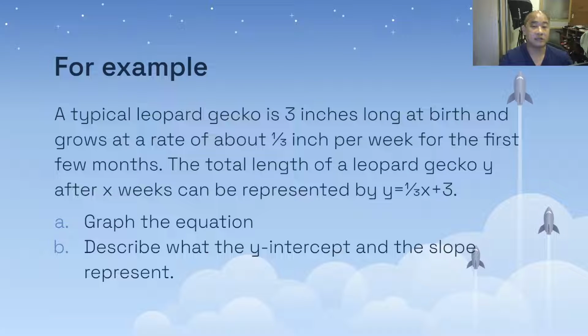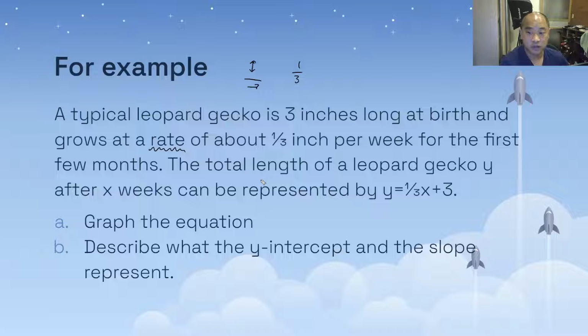All right. Let's take a look at an example of this. A typical leopard gecko is 3 inches long at birth and grows at a rate of about 1/3 inch per week. This word rate is a clue that this is the slope, because slope is a rate. It's a comparison between two numbers, right? The up and down change versus the right change. That's the rate. So it's 1/3 inch per week. So it's going to be 1/3 for the first few months.